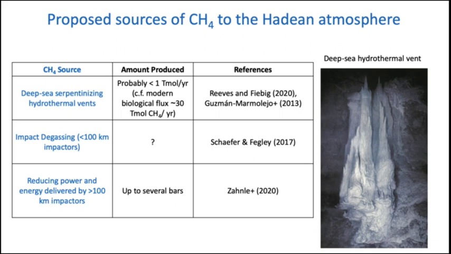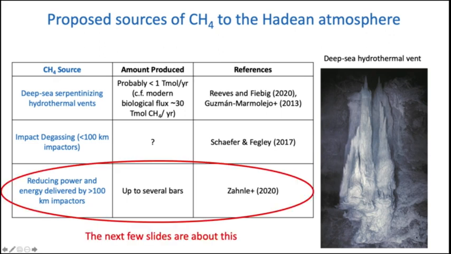And finally, maybe the biggest source of short-term methane in the Hadean were impactors larger than about 100 kilometers in diameter. These impacts could have made temporary atmospheres with up to several bars of methane. I'm going to take the next few slides to talk more about this potential methane source.